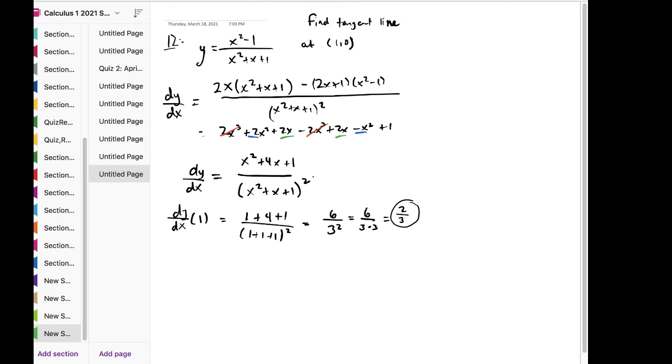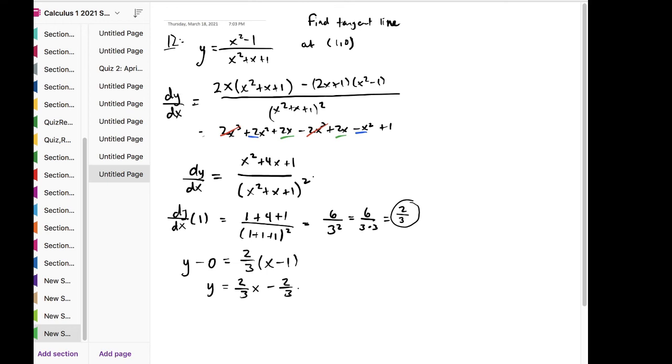Okay, so what is the tangent line? It's y minus 0 is equal to 2/3 times x minus 1. So it's y is equal to 2/3 x minus 2/3. So I would check if you distributed the negative wrong. That's usually how it goes. It's some negative somewhere.